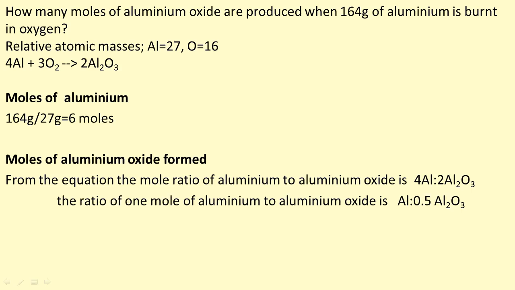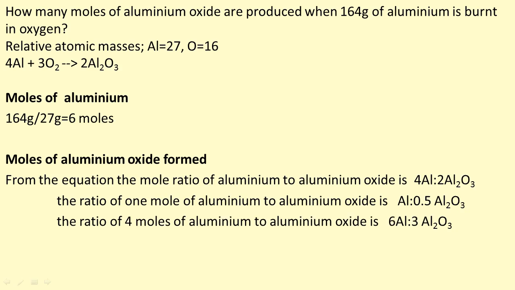If we now want to make it relate to 6 moles of aluminium, we can times both sides of the ratio by 6, so we get 6 moles of aluminium to 3 moles of aluminium oxide. Thus, if we start off with 164 grams of aluminium, it will produce 3 moles of aluminium oxide.